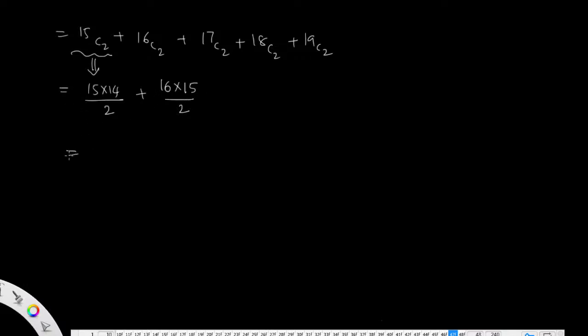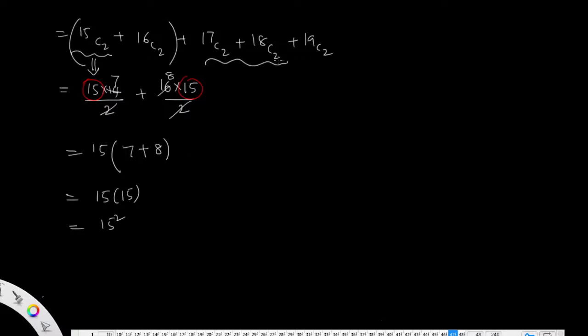From this 15 common, by 2 by 15 common means take the 15 commons, 2 1 ja, 2 7 ja, 2 1 ja, 2 8 ja, 7 plus 8. So that goes to 15 into 15, that is 15 square. Similarly, for the other value this process can go on, and you get the same thing as 16 square.